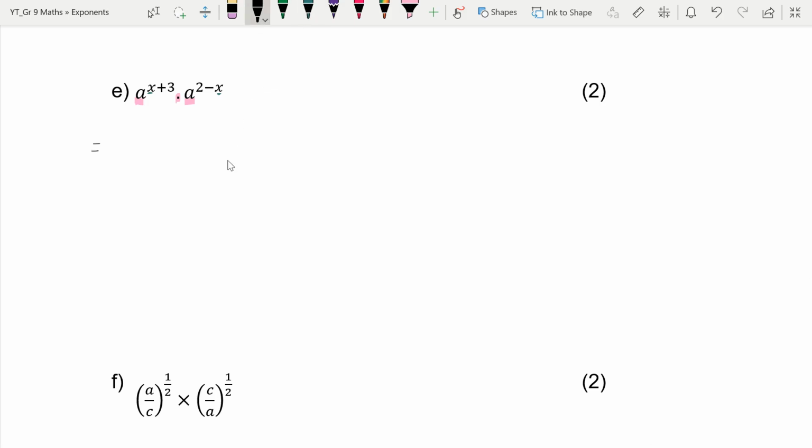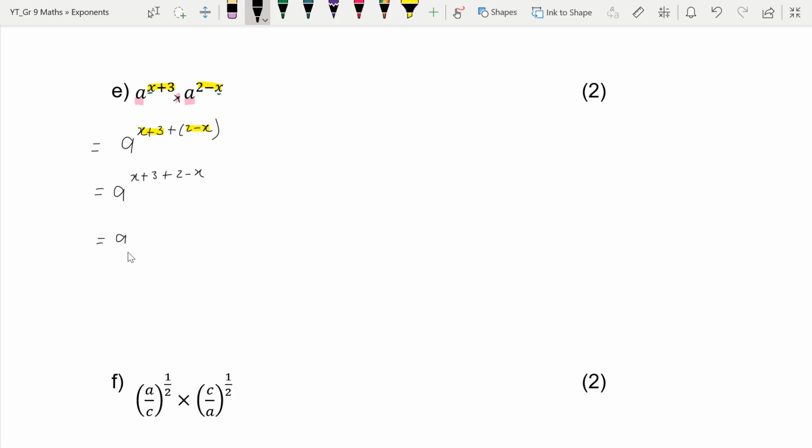When our bases are the same, in this case a, our base stays the same, and we add our exponents because we are multiplying. So let's do that. x plus 3 plus 2 minus x. We are adding the exponents. There's the first exponent that we are adding, and there's the second exponent. So we just have to simplify that. So that would be x plus 3 plus 2 minus x.